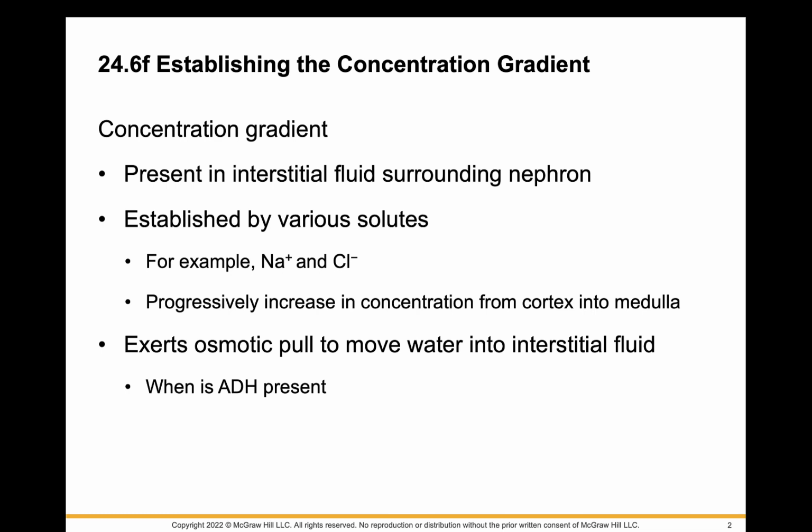exam. The first thing that we have to talk about here is a concentration gradient. And what we need to keep in mind here is this concentration gradient is present in the interstitial fluid that is surrounding the nephron. It is going to be established by primarily sodium and chloride, but we will also see that urea will play a role. What is happening here? There is a progressive increase in the concentration of solute from the cortex, and we get deeper into the medullary region.